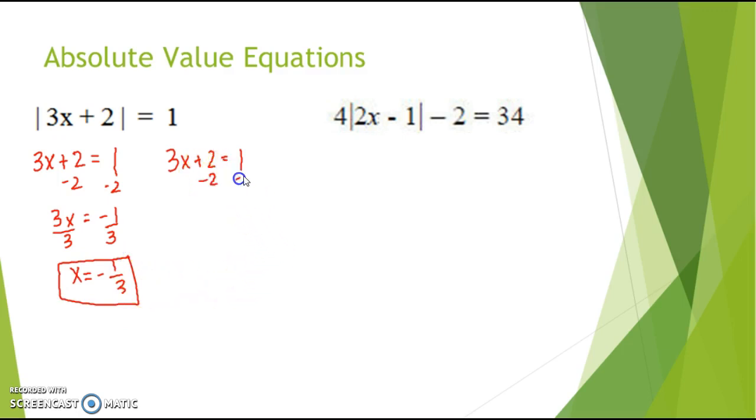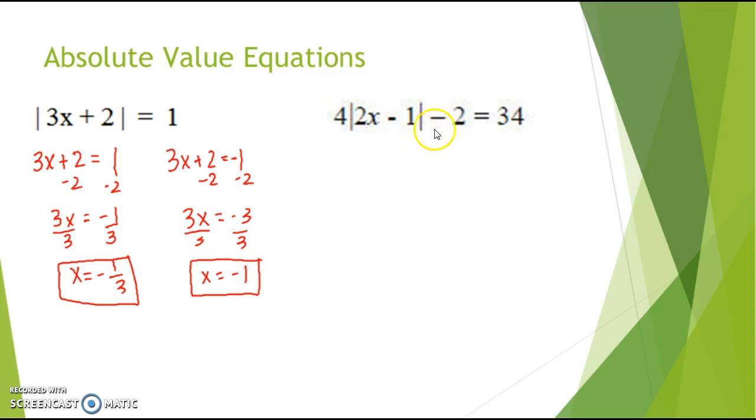Same thing on this side. Subtract the 2. So we get, oops, sorry, that should be a negative. So we get 3x equals negative 3. Divide by 3. x equals negative 1. So my 2 answers are negative 1/3 and negative 1.